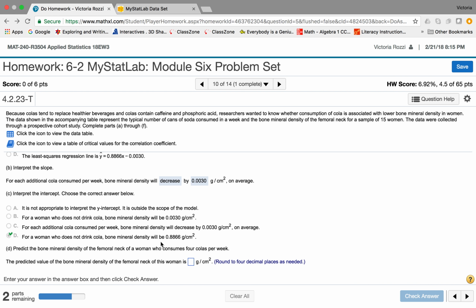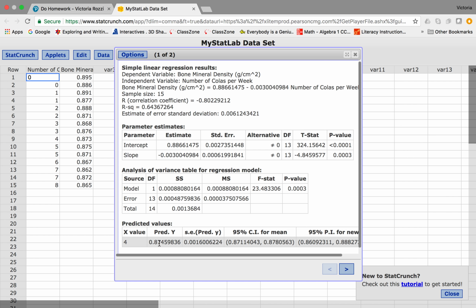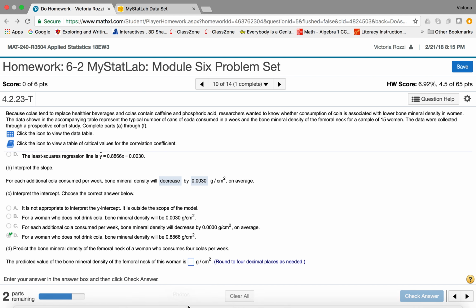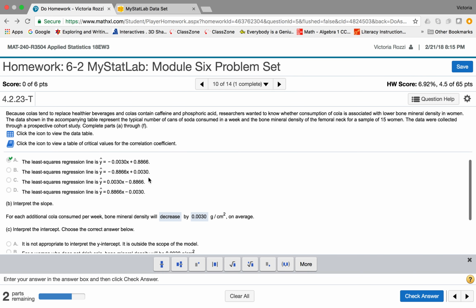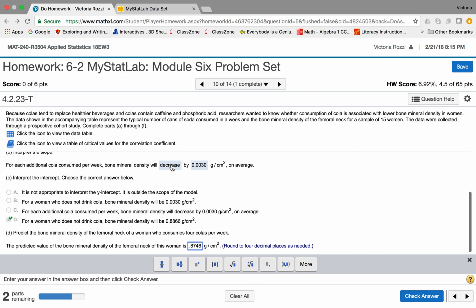So let's see what they want us to round to. They want us to round to 4 decimal places. So let's see, it'll be 0.8746. But it's just like we plugged in 4 into this formula up here. And you can do that in your calculator as well.